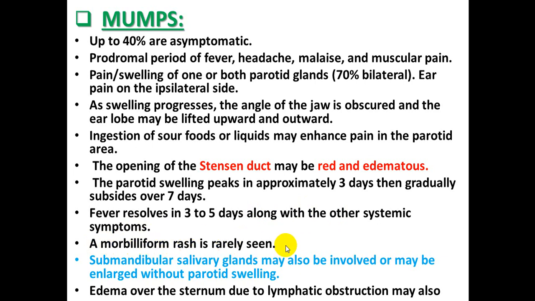Morbilliform rash is rarely seen in a case of mumps. Submandibular salivary glands may also be involved, or may be enlarged without parotid swelling. Edema over the sternum due to lymphatic obstruction may also occur.